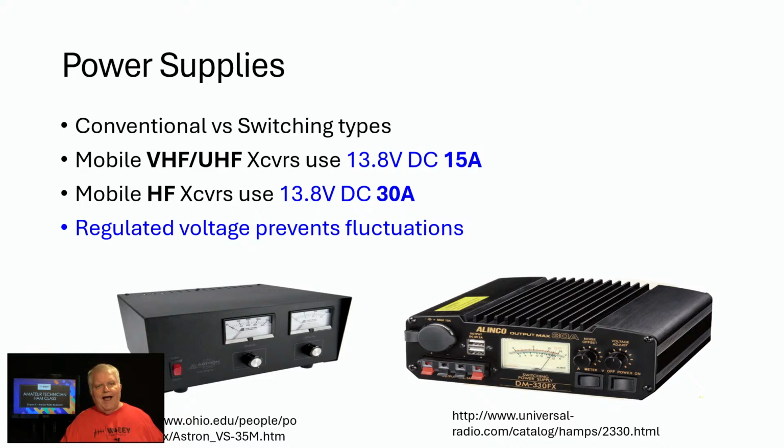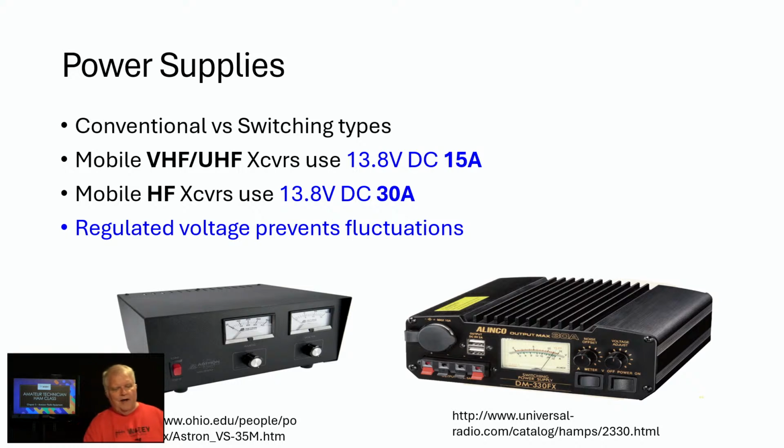And there are two different kinds of power supplies. Conventional, also known as a linear power supply, uses big, heavy, bulky transformers to step down 120 volts to a lower voltage, and then regulator systems to get it down to 13.8 volts DC. They're noise-free as far as radio frequency noise. A lot of hams love linear or conventional power supplies.